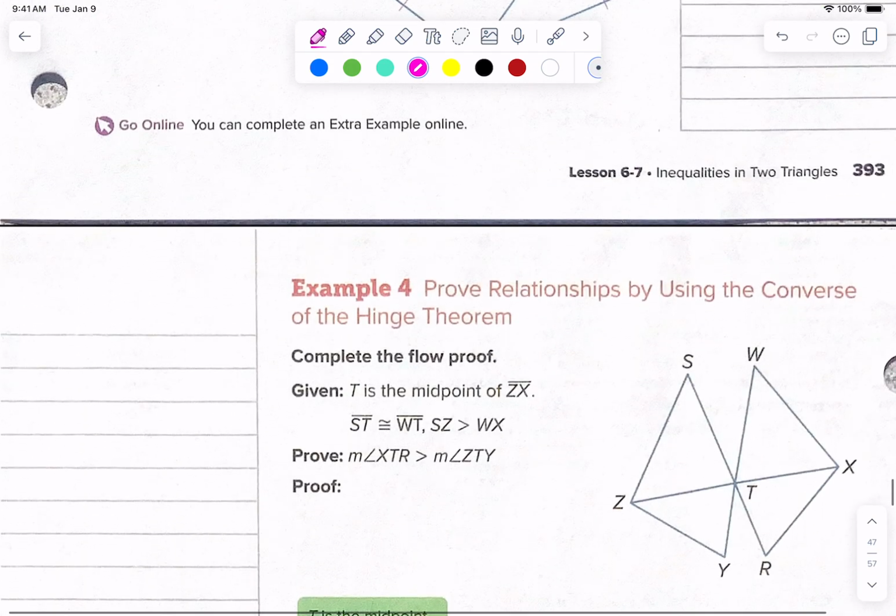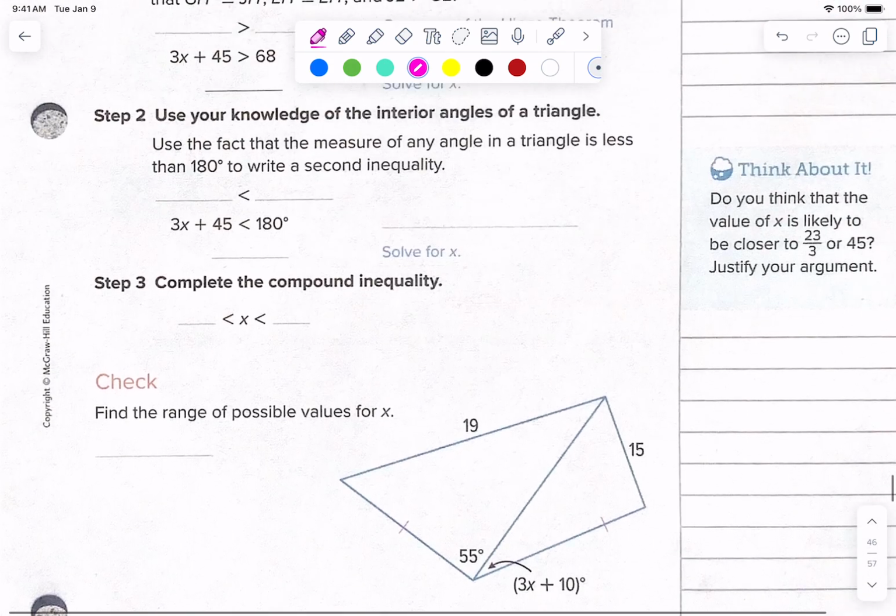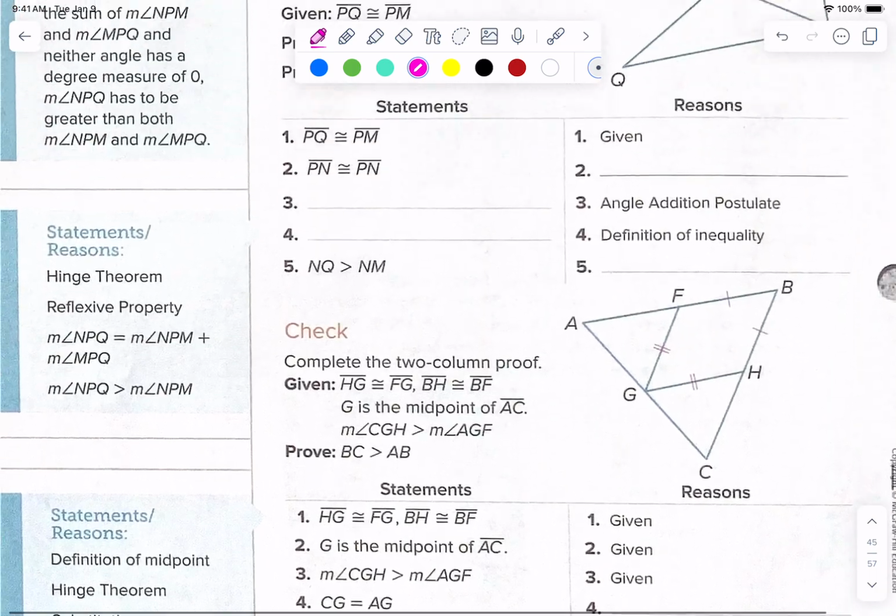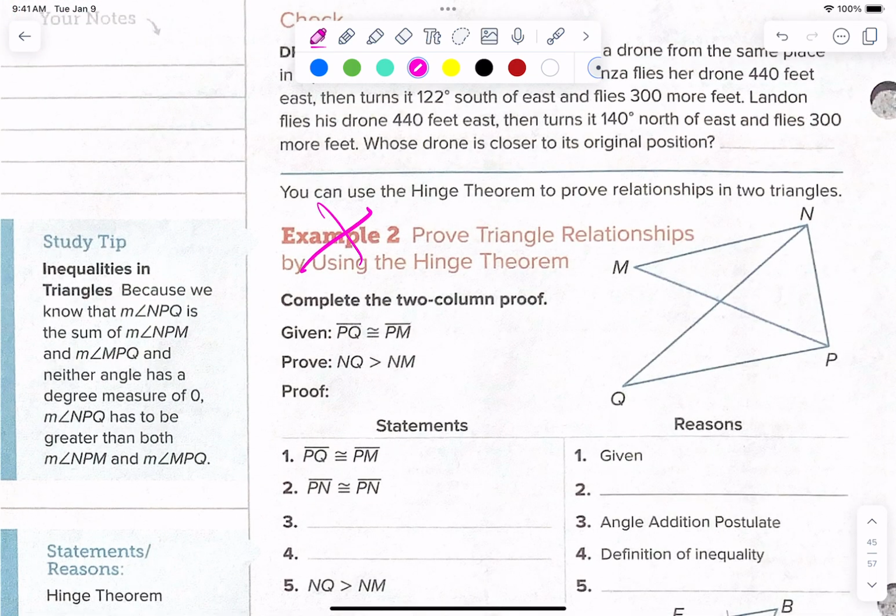Okay. So we're gonna skip some of these. Like we're gonna skip example 4. We're gonna skip example 2 because I don't like that proof. We did it this morning. It's an okay proof, but it's kind of hard to follow. So we'll just do number 3 instead.